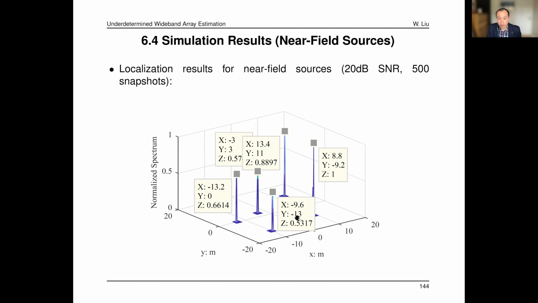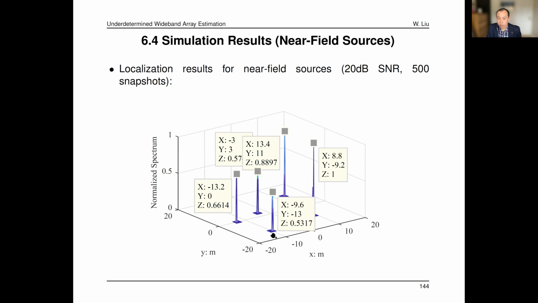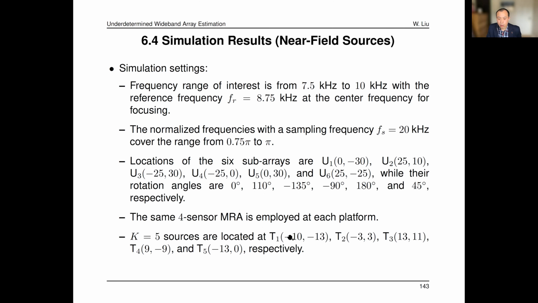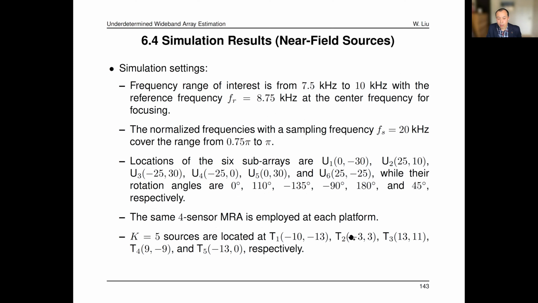You compare this one, minus 9.6, minus 13, I think, with x minus 10. So basically this one corresponds to target 1, which is minus 10, minus 13, right? But here it is not minus 10, it's minus 9.6, a little bit of error. And this y is exactly right, there's no error. So you can compare these results, and you can say they have been identified correctly.